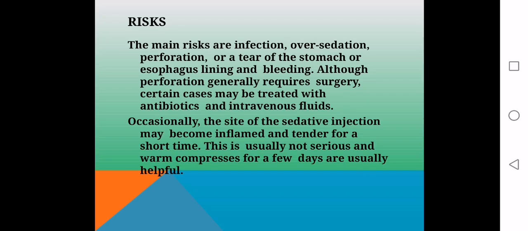What are the main risks of having an endoscope? Well, the risks are very low, but nevertheless, here are some of the most important. The main risks are infections, oversedation, perforation, or a tear of the stomach or the esophagus lining, and bleeding. Although perforation generally requires surgery, certain cases may be treated with antibiotics and intravenous fluids.